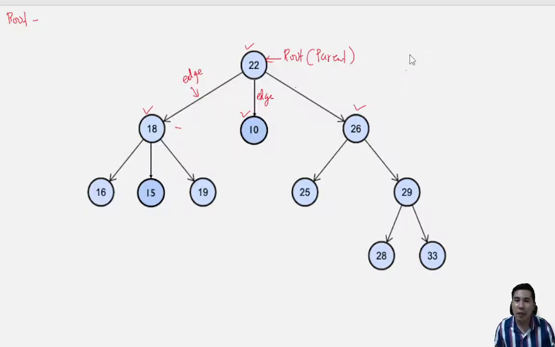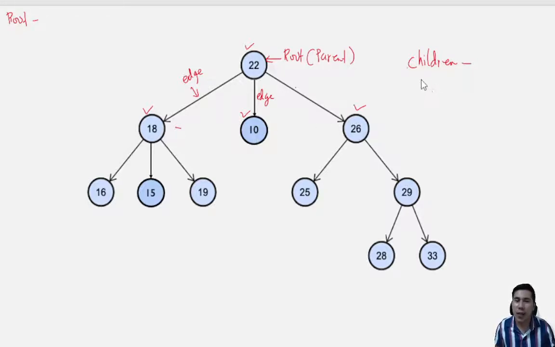So you have the parent and the children. A child is a node that has a parent node. Again, these are the children of 18, the children of 26, both 25 and 29. So the parents are 18, 10, and 26.